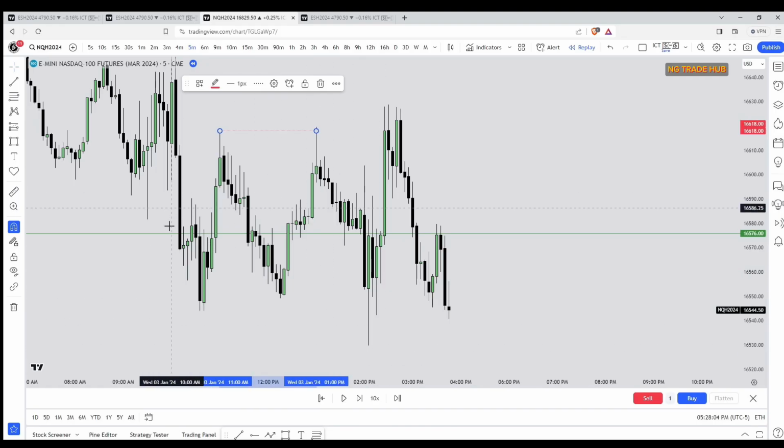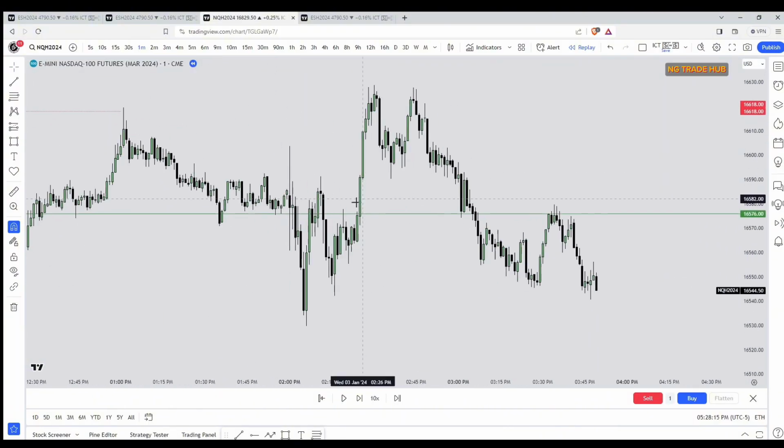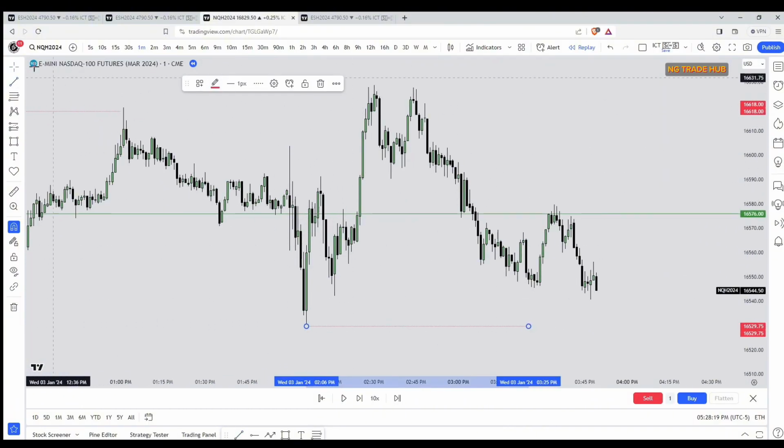but price takes out the high and then expands lower. And notice how it tried to reverse here. So it tried to create a change in state delivery. Price started to drop lower. That failed. And then you could see when it created this change in the state delivery down here, it left behind all of this engineered liquidity.